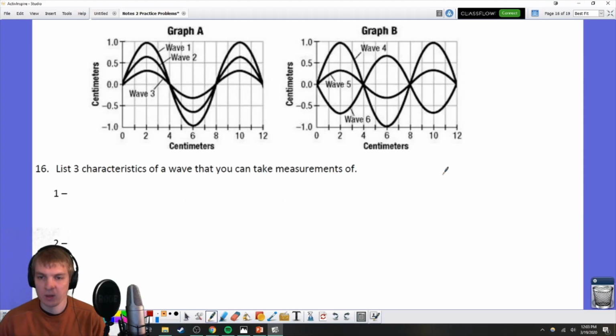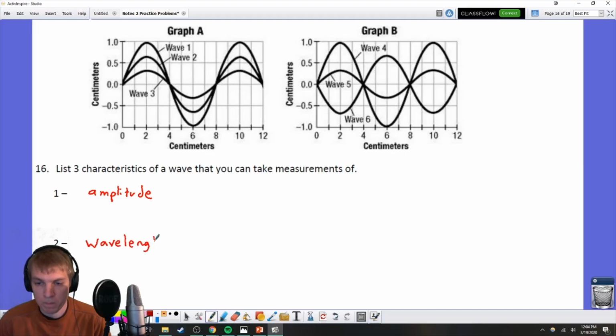Number 16, list 3 characteristics of a wave that you can take measurements of. Well, we can take a measurement of the amplitude. You can also take a measurement of the wavelength. And the final thing that you could take a measurement of, in these graphs, you wouldn't be able to take a measurement of anything except the wave height, which is going from here to here, from crest to trough. You can take a measurement of the wave height.